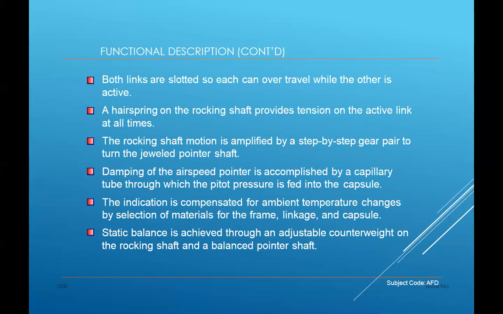A hairspring on the rocking shaft provides a tension on the active link at all times. The rocking shaft motion is amplified by a step-up gear pair to turn the jeweled pointer shaft. Damping of the airspeed pointer is accomplished by a capillary tube through which the pitot pressure is fed into the capsule. The indication is compensated for ambient temperature changes by selection of the material for the frame, linkage, and capsule. Static balance is achieved through an adjustable counterweight on the rocking shaft and a balanced pointer shaft.